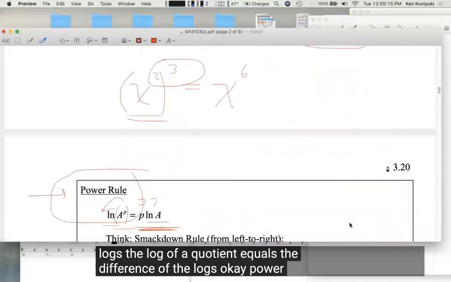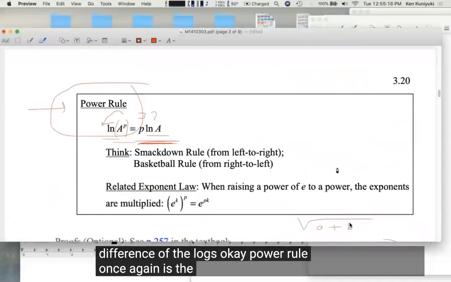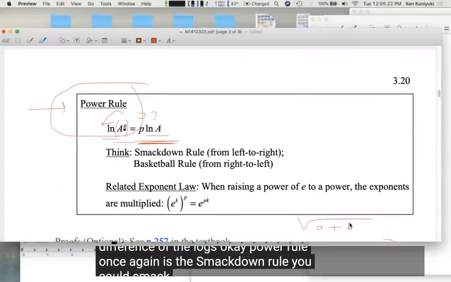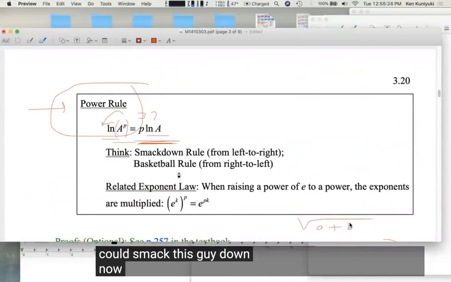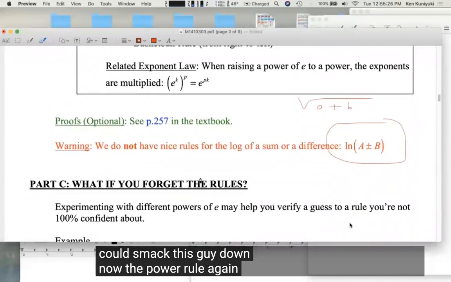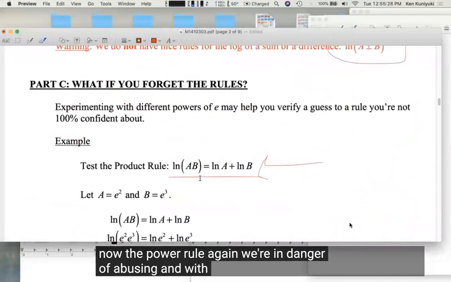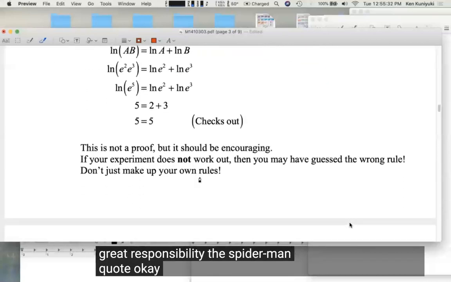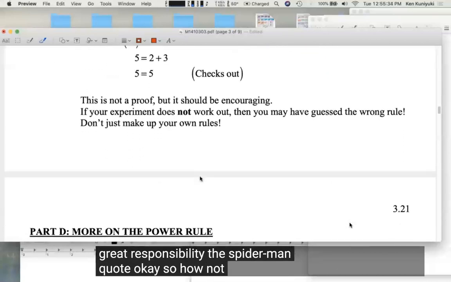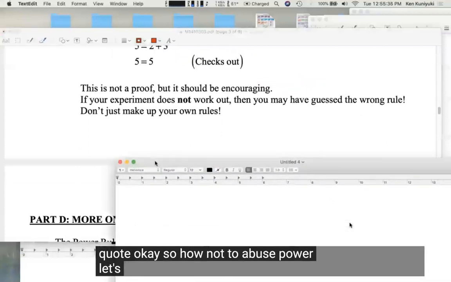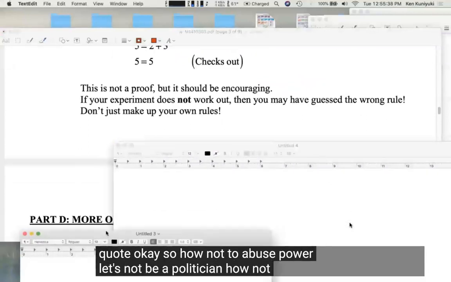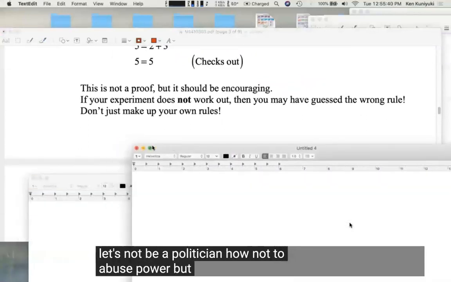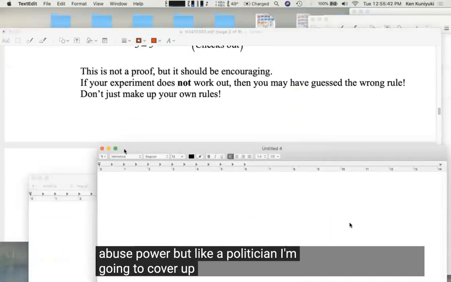Okay, power rule, once again, is the smackdown rule. You can smack this guy down. Now, with the power rule, again, we're in danger of abusing it, and with great power comes great responsibility. The Spider-Man quote. Okay, so how not to abuse power? Let's not be a politician. How not to abuse power. But like a politician, I'm going to cover up.